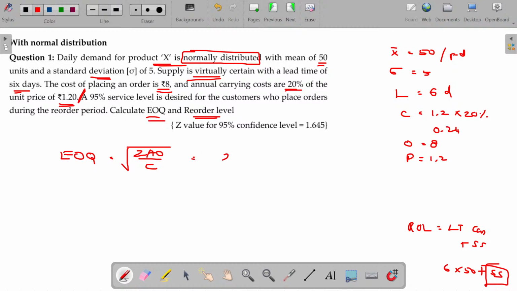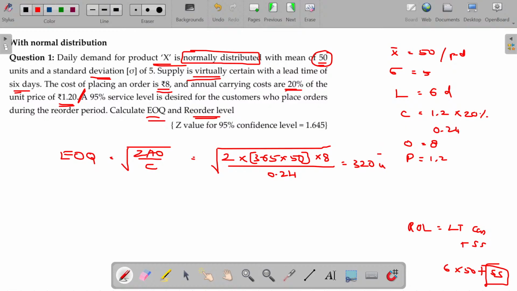So EOQ here being 2 into annual requirement. What is the annual requirement? Every day you consume around 50. In a year we have 360 or 365 days. So I assume 365 days here. 365 into per day I am consuming 50. This is the annual requirement. Ordering cost being 8 and carrying cost being 0.24. Am I right? Then take the root of this. So EOQ in this case being 320 units.